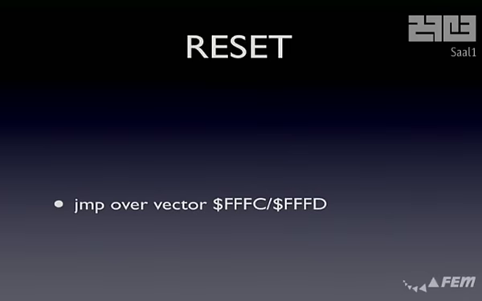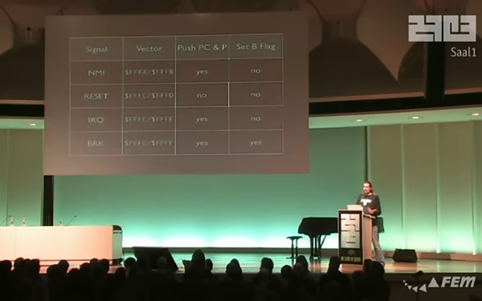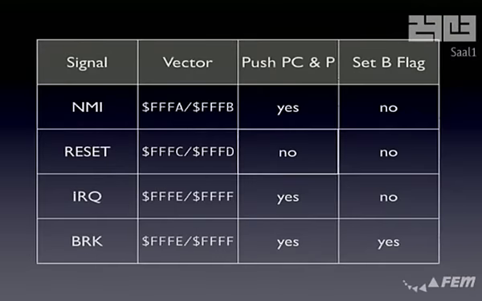And a reset only jumps over a vector, but that's not actually true, because a reset also does exactly the same protocol. It pushes PC, pushes P, but nobody cares because you have a reset anyway, so this is not really known or useful or interesting. So if you look at the whole table of what's going on, this no in push PC and P in the reset line here is actually also a yes, so this is all rather orthogonal. This is always the same code that is running.